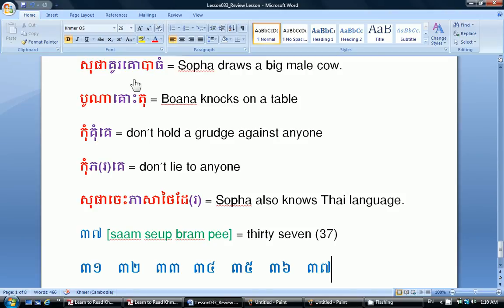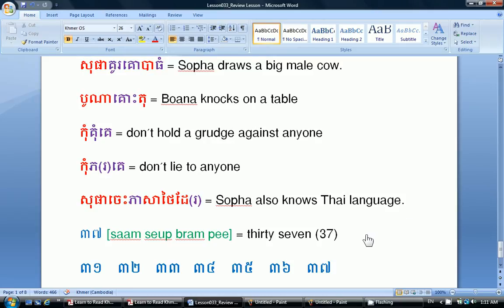Sopha guko ba thom means Sopha draw a big milk cow. Bona guk tok means Bona knocks on a table. Gom gum ke means don't hold a grudge against anyone. Gom po ke means don't lie to anyone. Sopha cheh phia sa Thai dai, which means Sopha also knows Thai language.